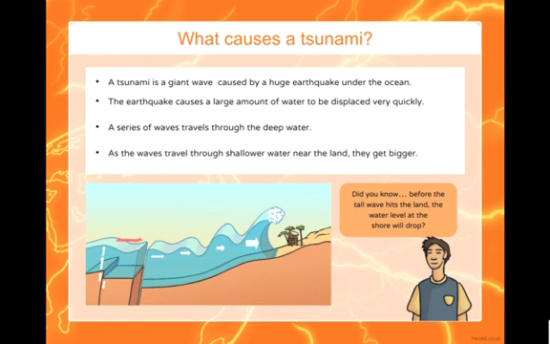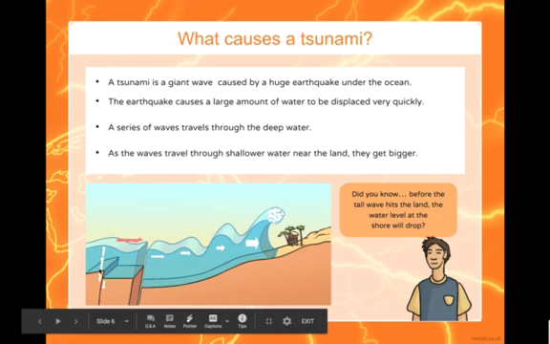So we're going to look now at what the causes of a tsunami. What causes a tsunami? So as we've said before, a tsunami is a giant wave caused by a huge earthquake under the ocean. So as you can see in the little picture here, we have tectonic plates there grinding against each other. That's what causes an earthquake. Basically an earthquake underwater causes these giant waves to appear.